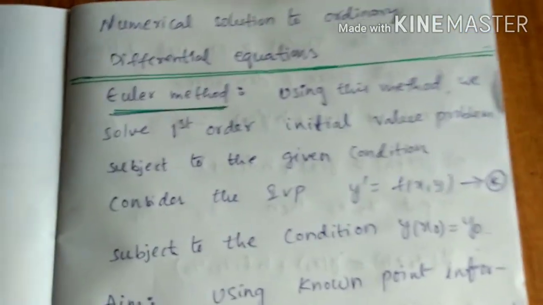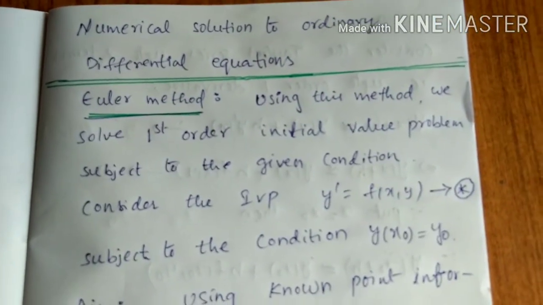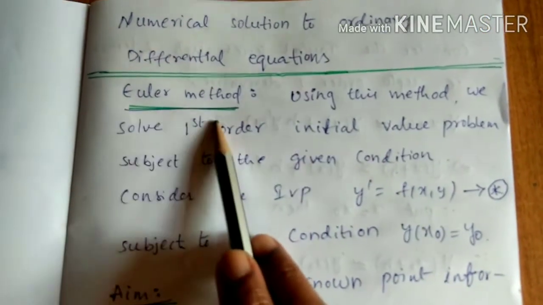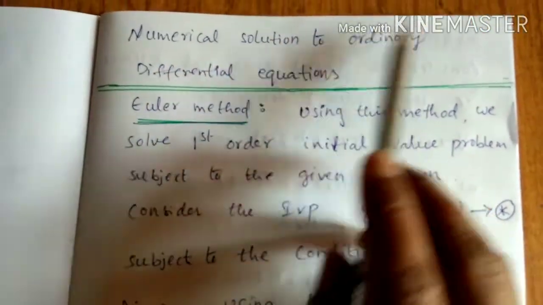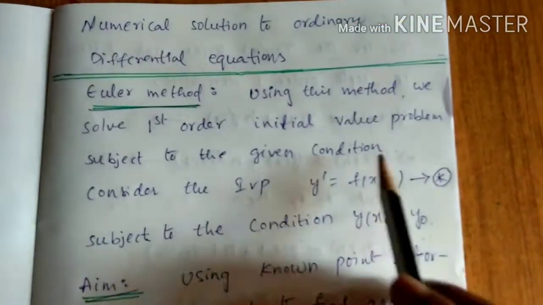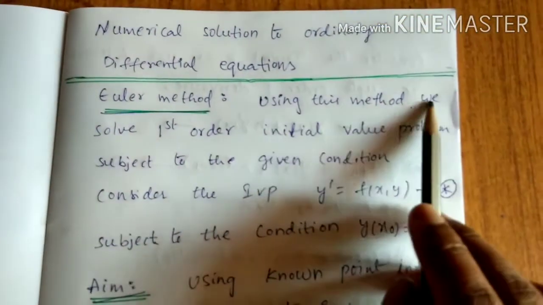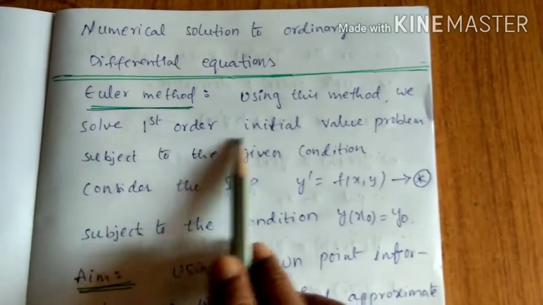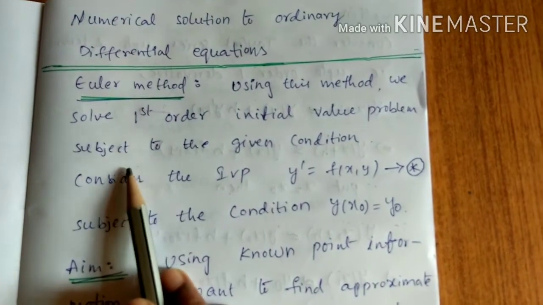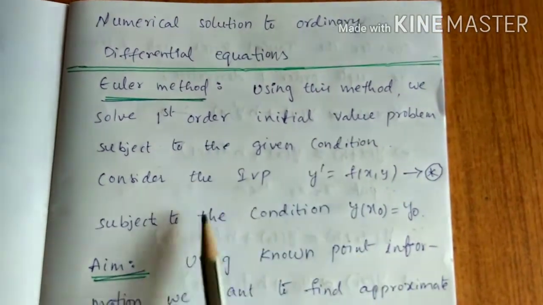Everyone, I am Rama. In this video, I am going to explain Euler method to get numerical solution of ordinary differential equations. Using this method, we solve first order initial value problem subject to the given condition.